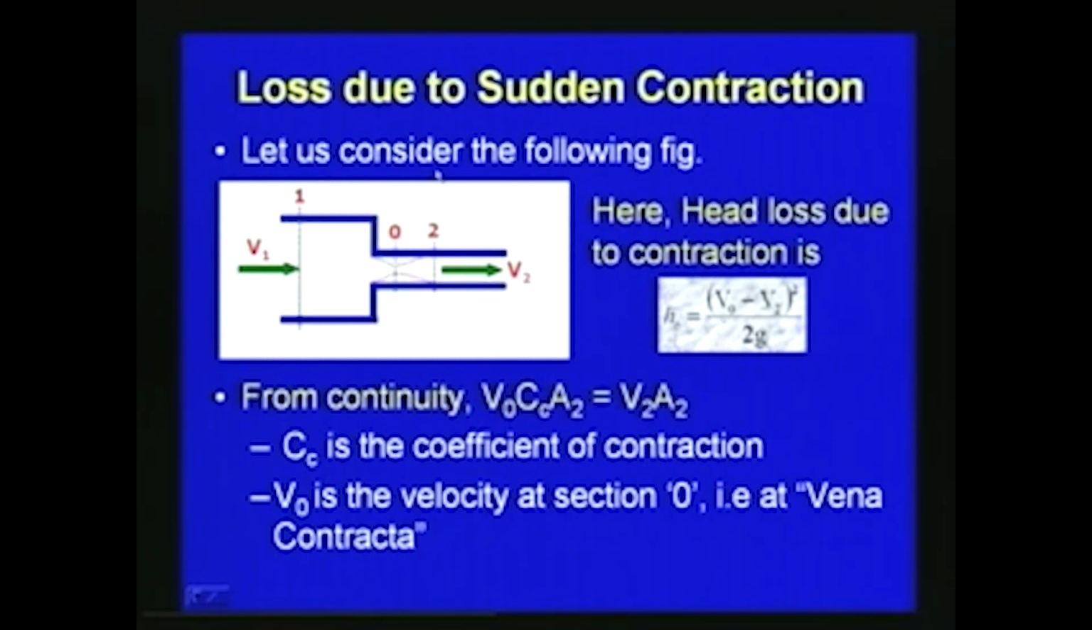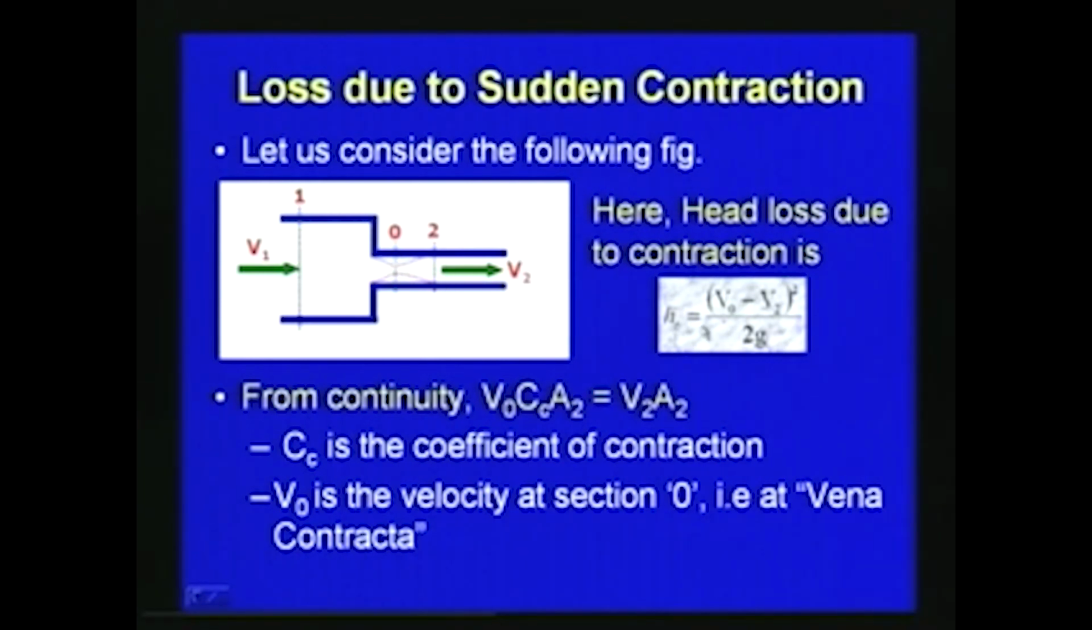Similarly, let us consider the loss due to sudden contraction, using the following figure. Here, section 1 has the larger diameter and then the smaller diameter. The velocity is V1 at section 1 and V2 at section 2. In the case of contraction, a jet is formed, and a smaller section will be there, which is called the vena contracta. For loss due to contraction we can write Hc is equal to (V0 minus V2) all square by 2g, where V0 is the velocity at the vena contracta and V2 is the velocity at this junction.